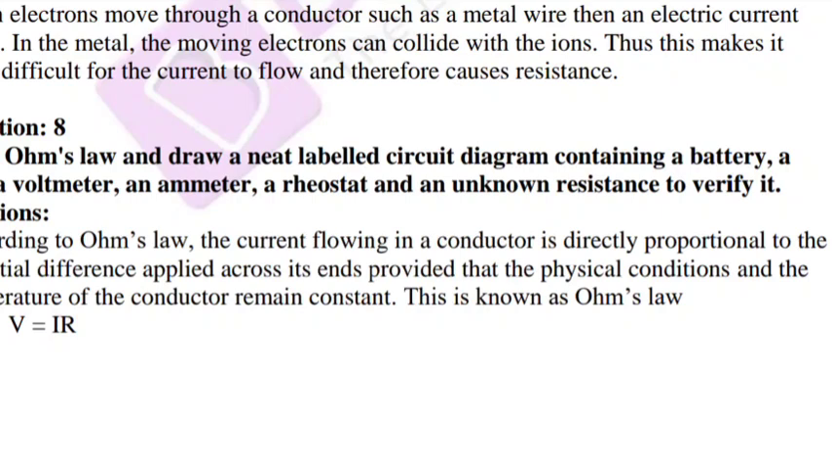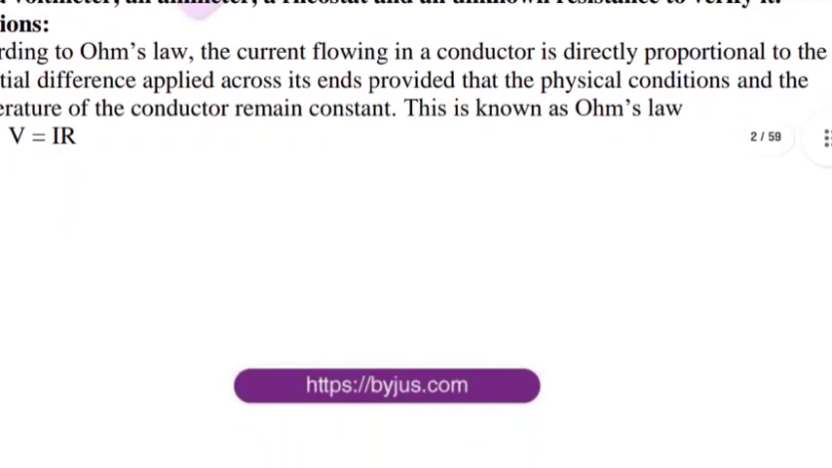According to Ohm's law, the current flowing in a conductor is directly proportional to the potential difference applied across its ends, provided the physical conditions and the temperature of the conductor remain constant. This is called Ohm's law: V equals IR.